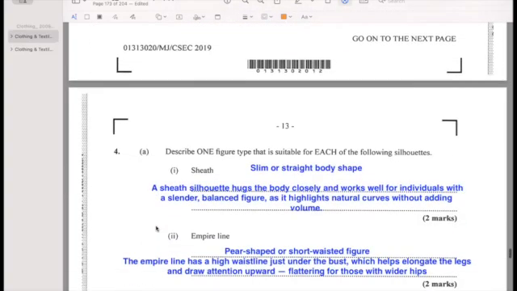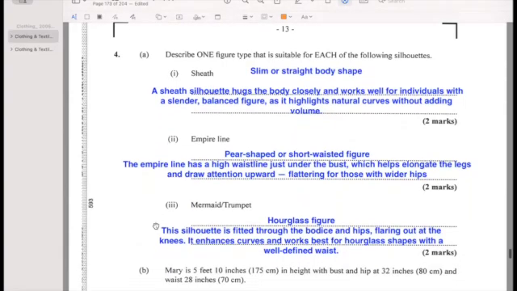2 marks. Question number 4. Describe one figure type that is suitable for the following. And they gave us some figure types here. And the first one, right, it means slim or straight body shape, right? So that silhouette hugs the body closely and works well with an individual with a slender body. You know, a slim body? Yeah, a balanced figure with a light natural curve without adding any volume.